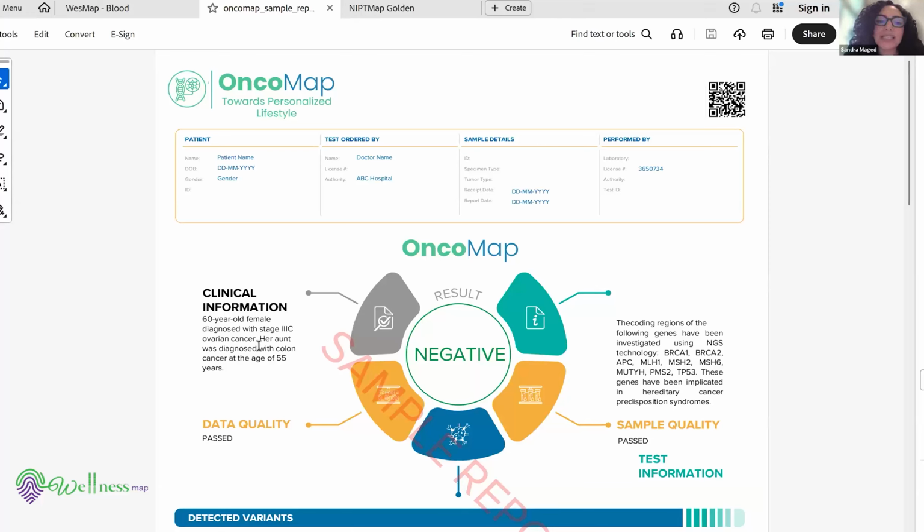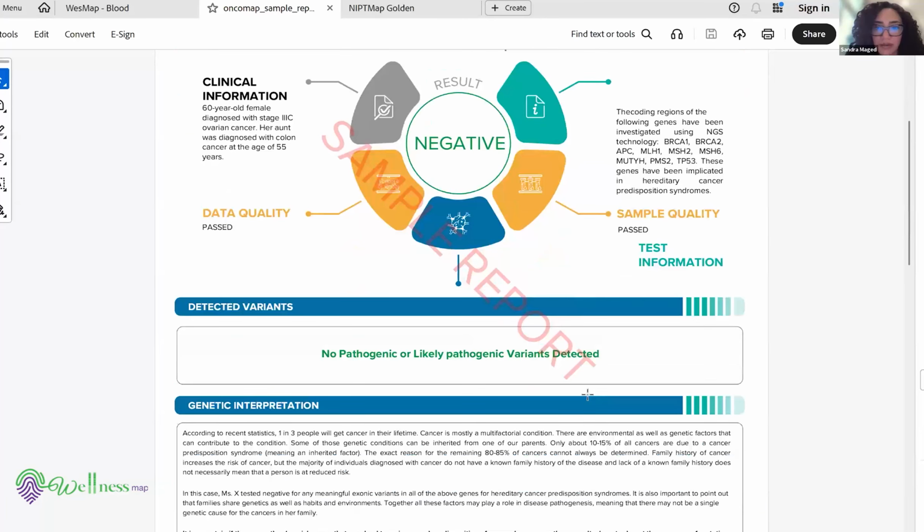We can see that the data quality passed, and the sample quality passed as well, because the data quality is often different from the sample quality. There are multiple quality steps that we do before we do the sequencing to make sure that the results we're giving the patient are reliable. Then we can see what genes we looked at. Here we looked at BRCA1, BRCA2, TP53, etc. And these are the specific genes that we had looked at.